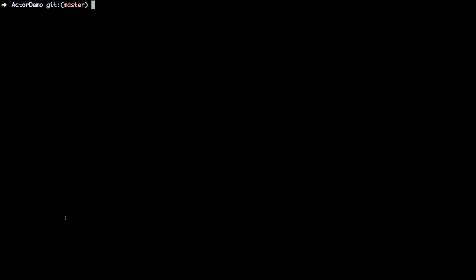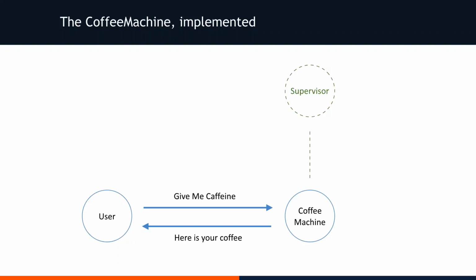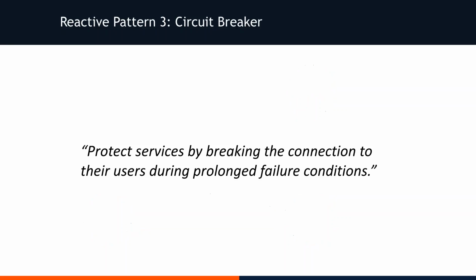So this was a demo about resilience and transparency, failure transparency. That was it. If we go now back to our patterns, let's look at the third and last one, a circuit breaker. This pattern says protect services by breaking the connections to their users during prolonged failure conditions.